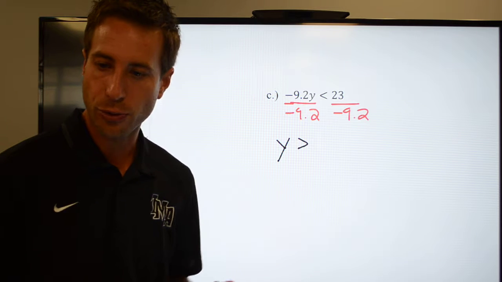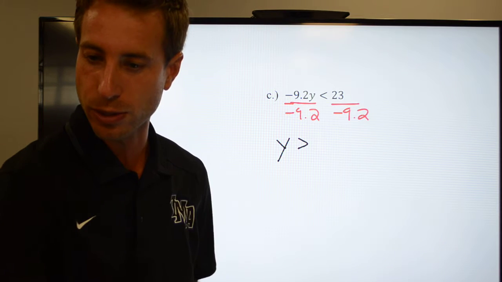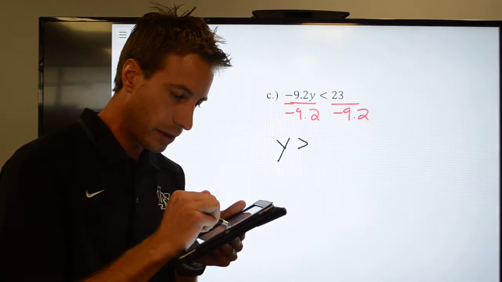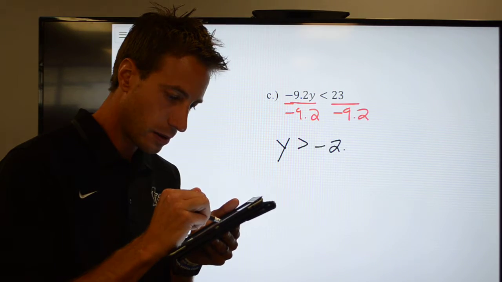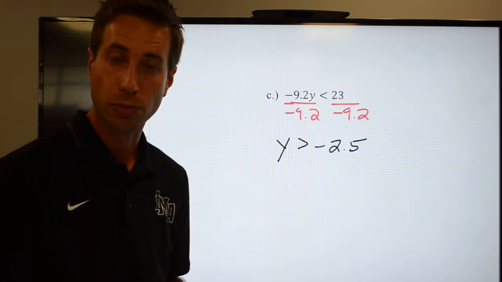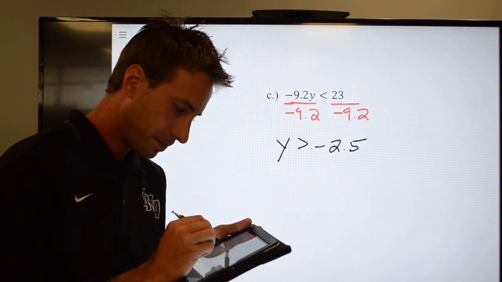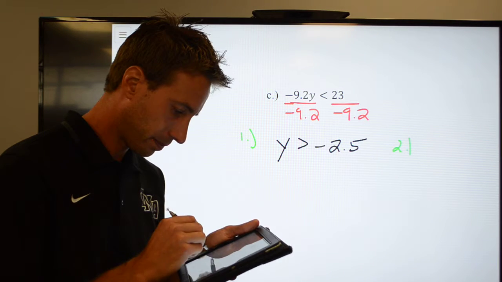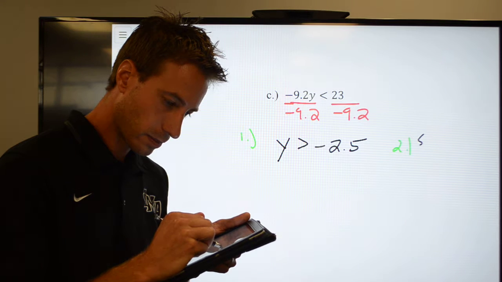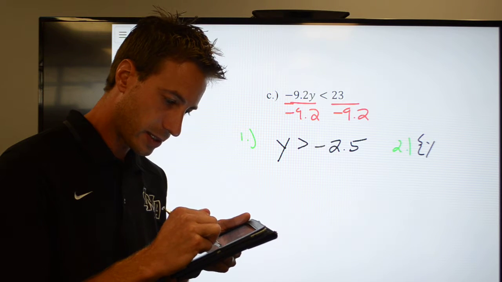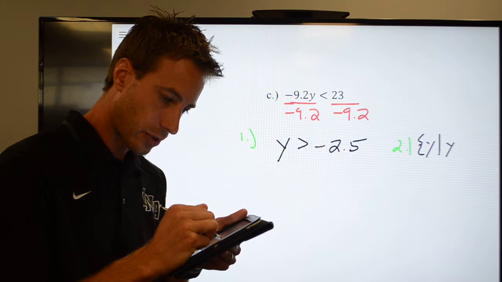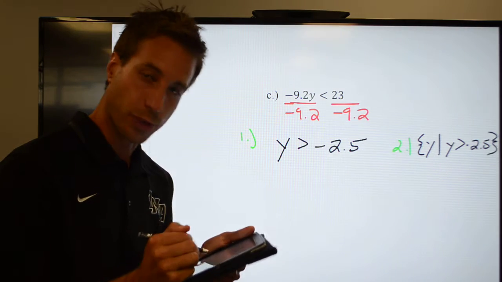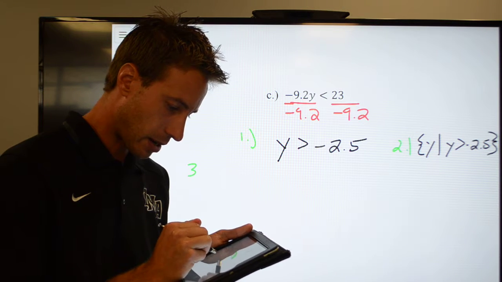And when I do 23 divided by negative 9.2, let's see, what do I get? Don't fat finger something on your calculator. Should get negative 2.5. Negative 2.5. All right, that's my first way. Second way: all values of y such that y is greater than negative 2.5. Close your braces, and let's get that on a number line.